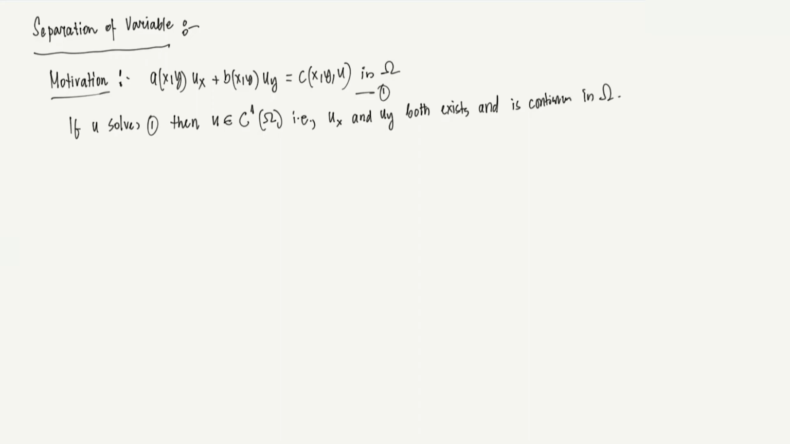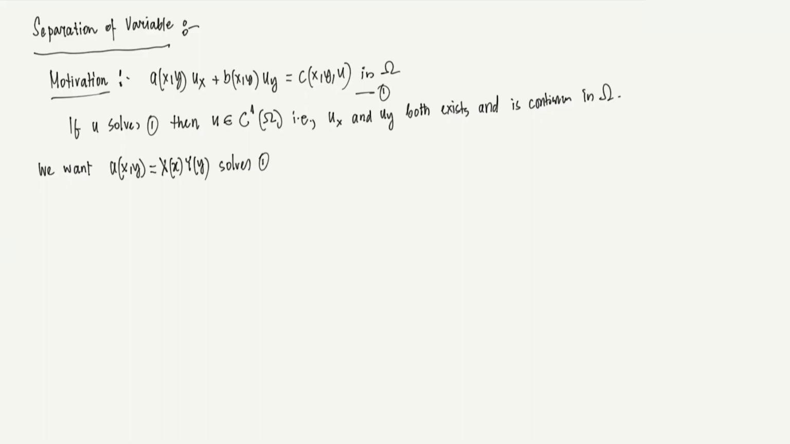Now you see what is happening here: if we want to find the explicit form of this problem, we are looking at this sort of thing. We are trying to find u as a function of x times a function of y. This is the type of solution we want, such that u of x,y solves 1.